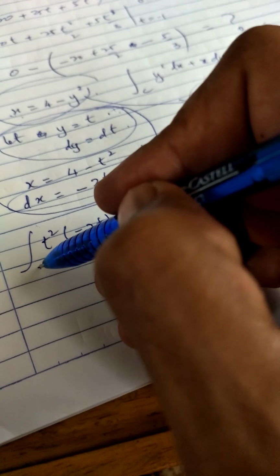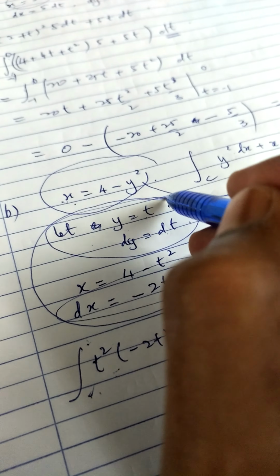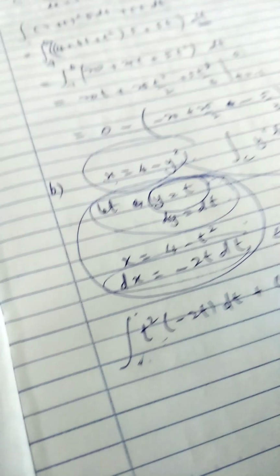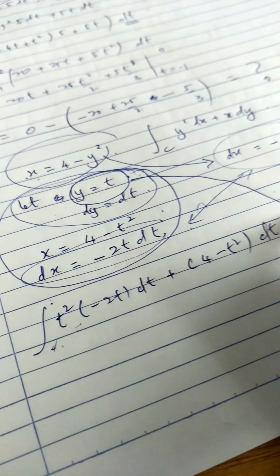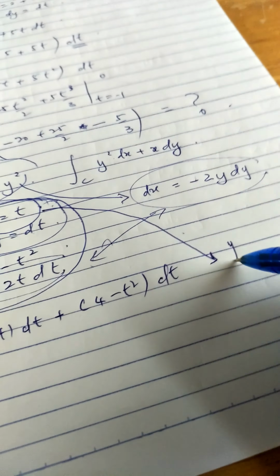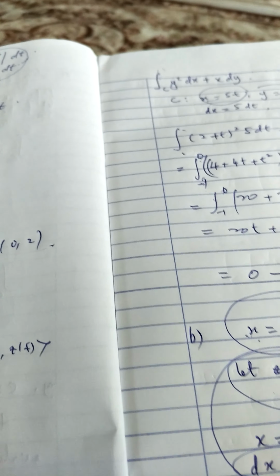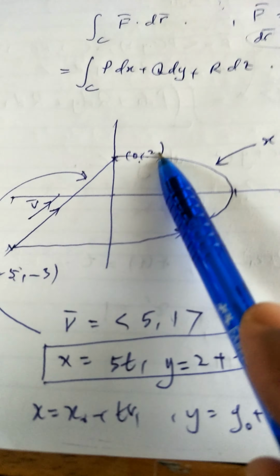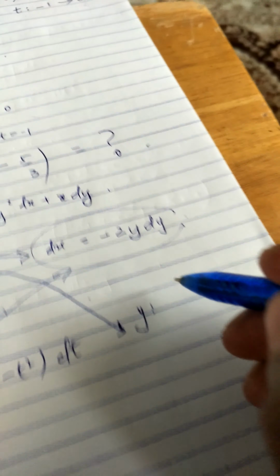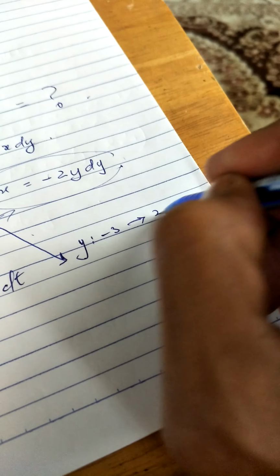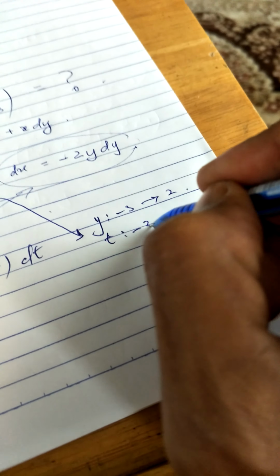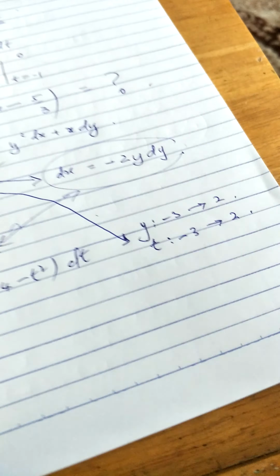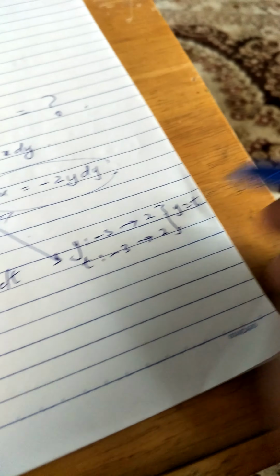Then for the limit of integration, we choose y equal to t. So you look at the point y, from minus 3 to 2. So we have y from minus 3 to 2. Therefore our t is from minus 3 to 2. The reason is because y equal to t.